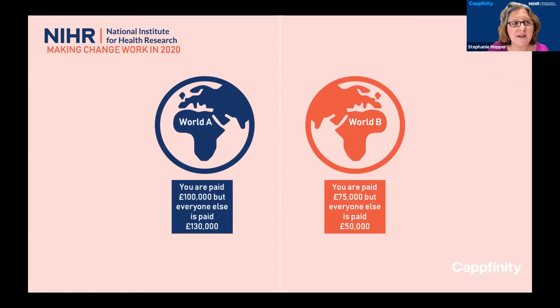So would you rather live in world A, you're paid £100,000 a year, but everyone else is paid more, and they're paid £130,000 a year? Or would you rather live in world B? So you're paid £75,000 a year, so less than in world A, but everyone else is paid less than you. They all get £50,000 a year.